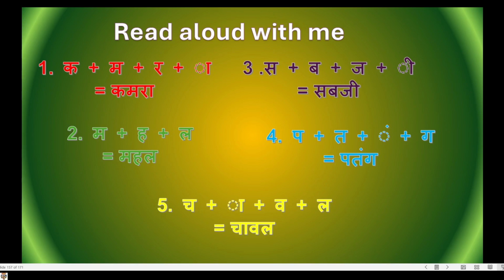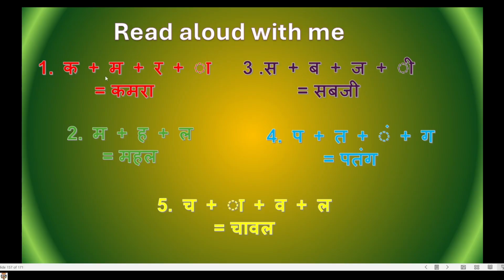Reading becomes easier with practice. So look at the letters on the screen. Try to read them first, and then let's read the word together. Ready? Let's begin our read with me practice.